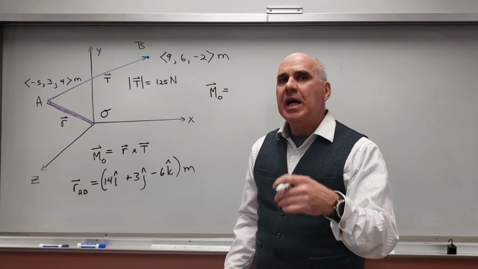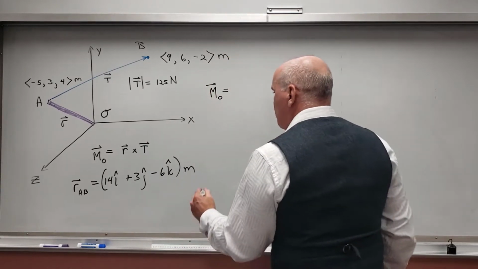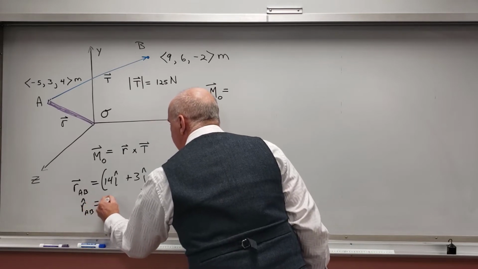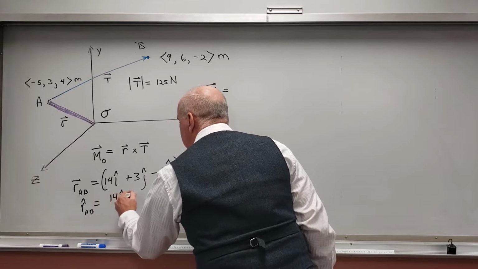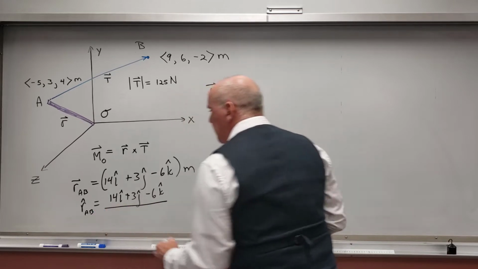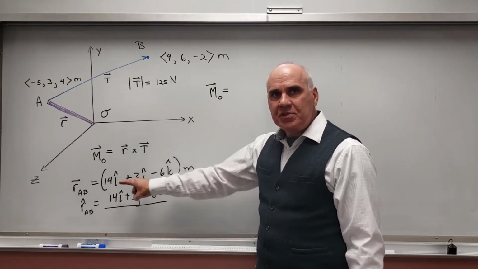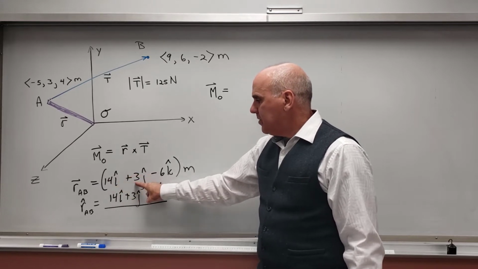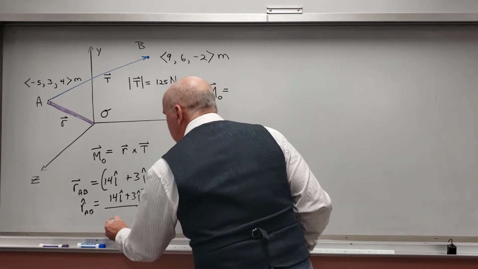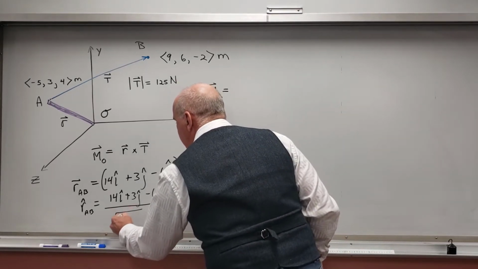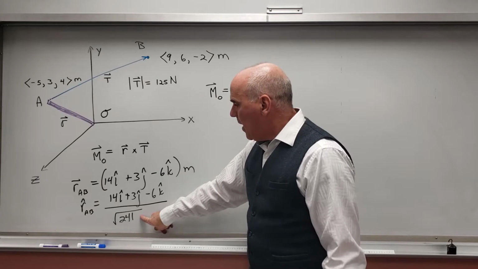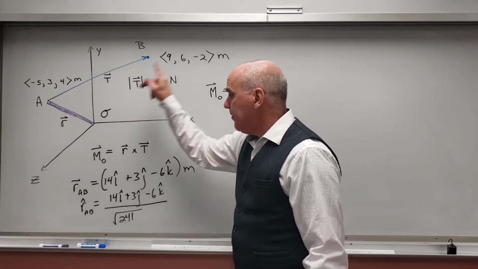But in order to find the tension, I need the unit vector. So the unit vector from A to B is equal to 14i plus 3j minus 6k. And then I'm going to divide that by the magnitude of this, which is the square root of 14 squared plus 3 squared plus negative 6 squared, which of course when I square it becomes positive. And that's going to be the square root of 241. And this is in meters and this is in meters, so the meters go away. So there is the unit vector pointing from A to B.